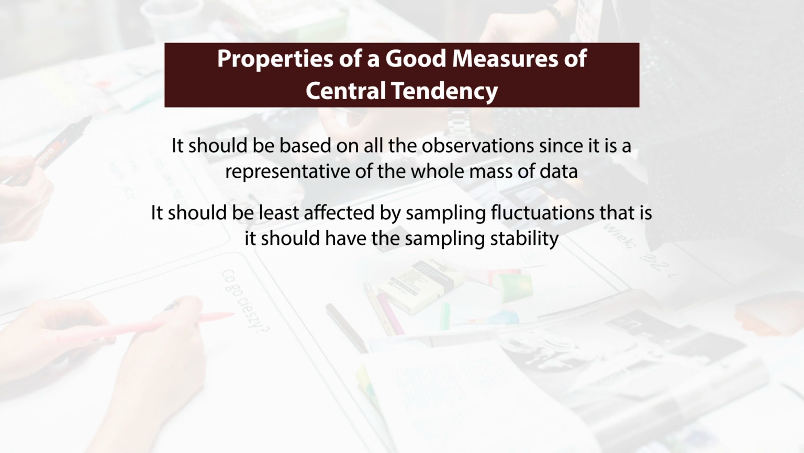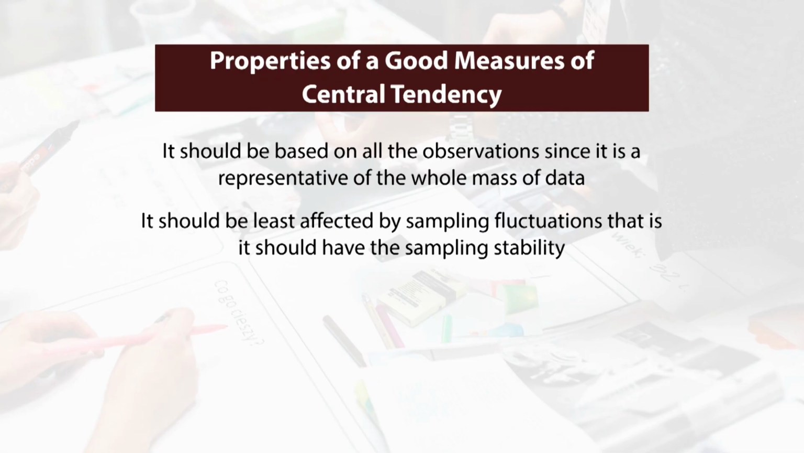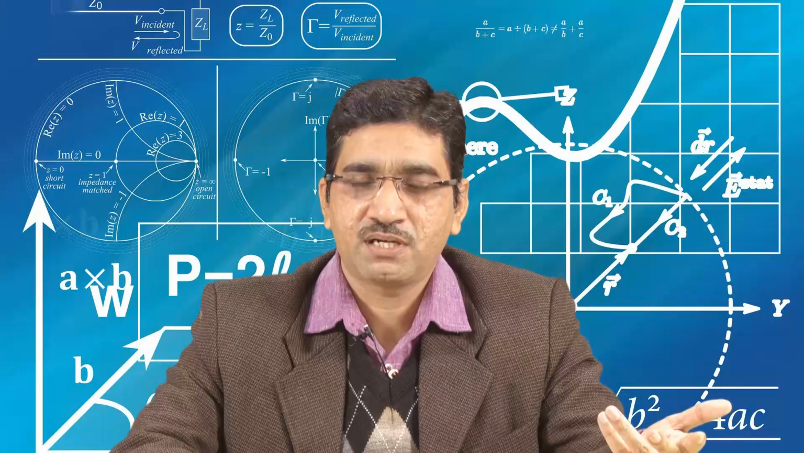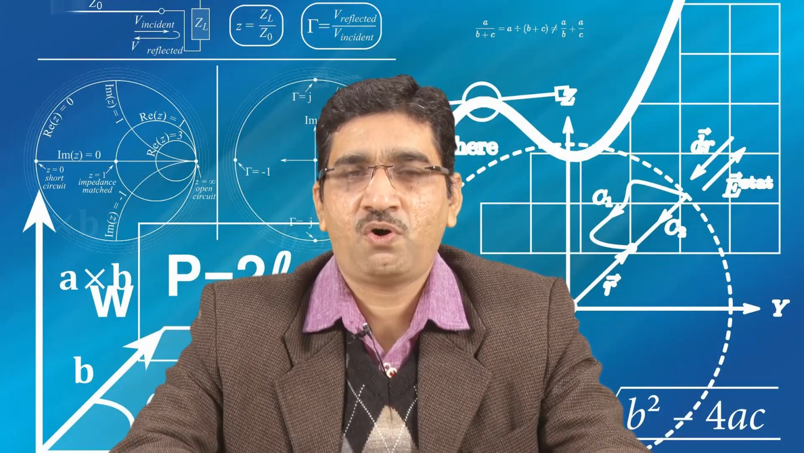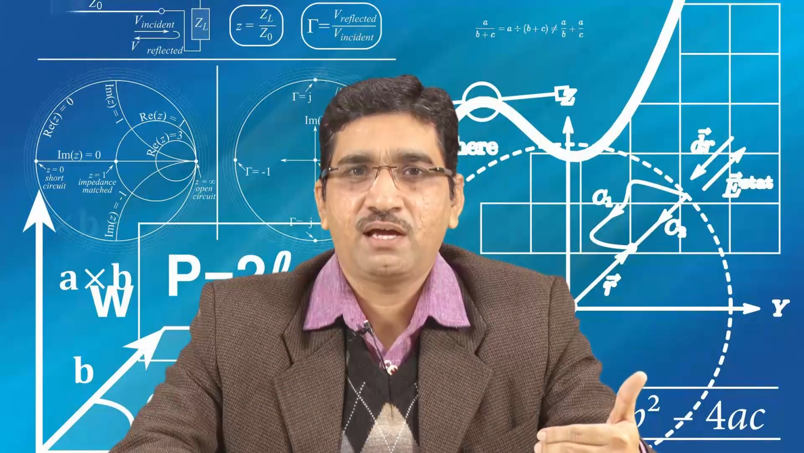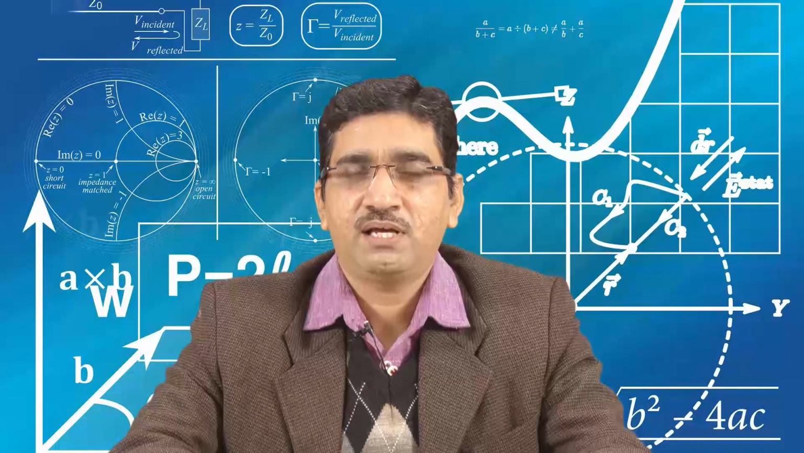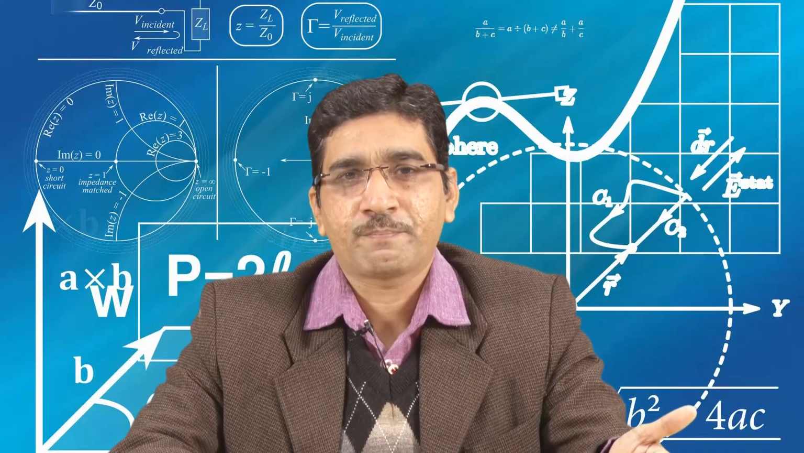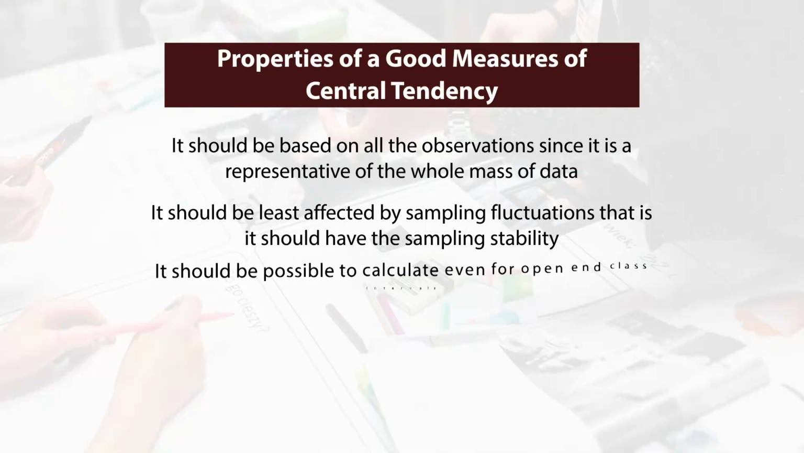It should be least affected by sampling fluctuations, that is, it should have sampling stability. Here, sampling stability means that if n number of samples have been drawn from a population, and we calculate the arithmetic mean for all these n samples, then the value of the arithmetic mean should not differ largely for all the samples.